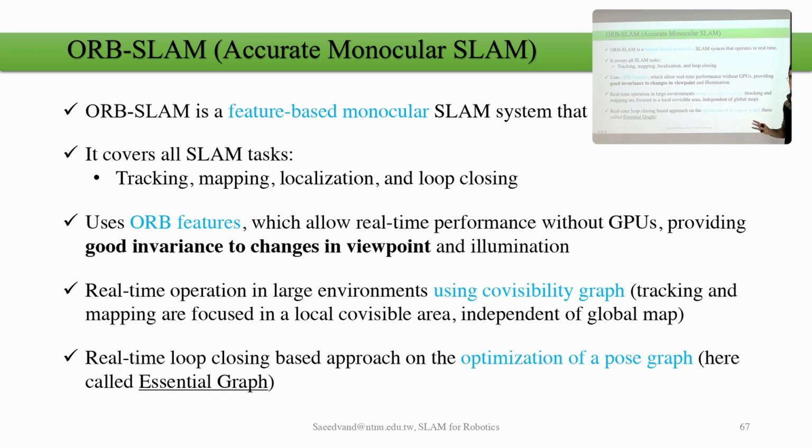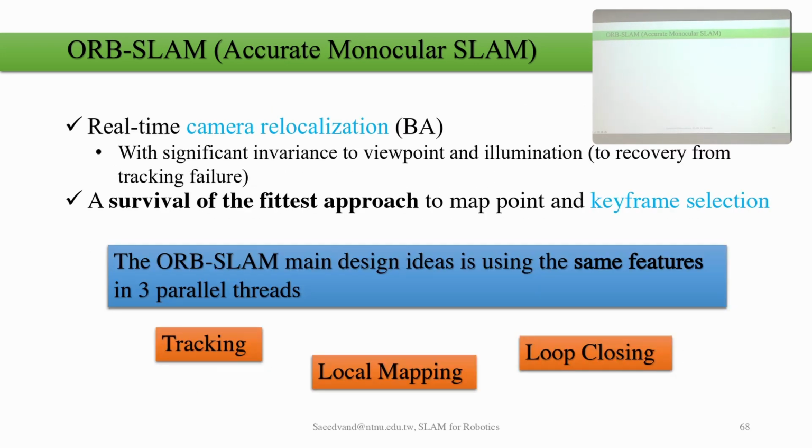So I know there is lots of information, all of which we studied today, and ORB-SLAM brings it all together. To understand it, there was no way around knowing about pose graphs, ORB features, and bundle adjustment. Like here, we have a real camera, relocalization as bundle adjustment that tries to recover from tracking failure. There are some techniques that we will see in general projection, that try to recover from the failure with significant invariance to viewpoint and illumination.